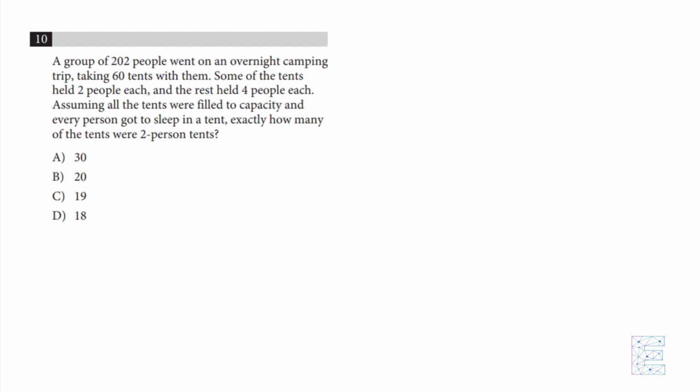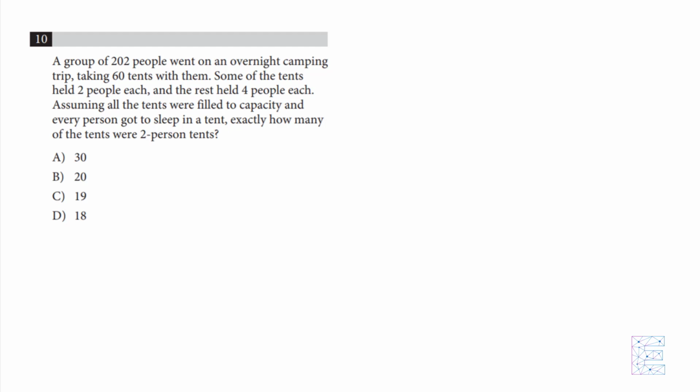A group of 202 people went on an overnight camping trip, taking 60 tents with them. Some of the tents held 2 people each, and the rest held 4 people each. Assuming all the tents were filled to capacity, and every person got to sleep in a tent, exactly how many of the tents were 2-person tents?